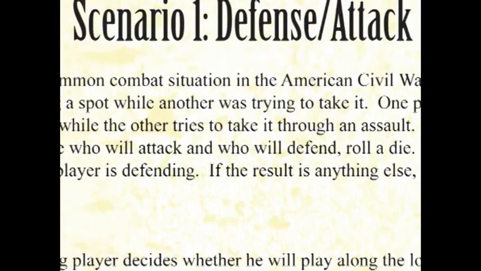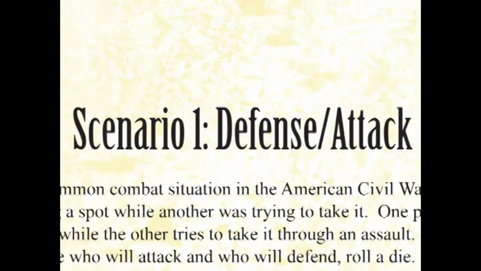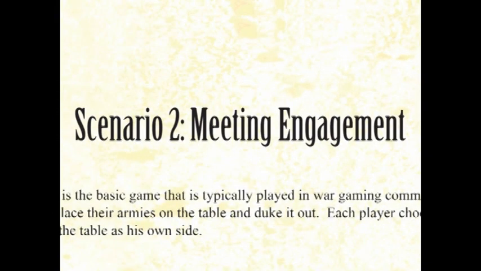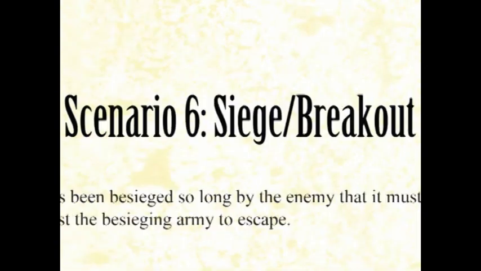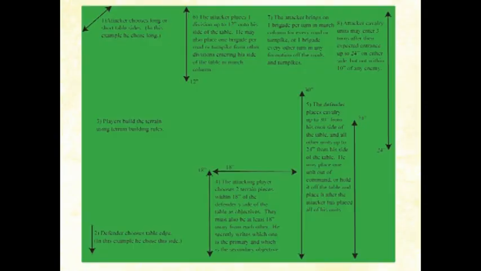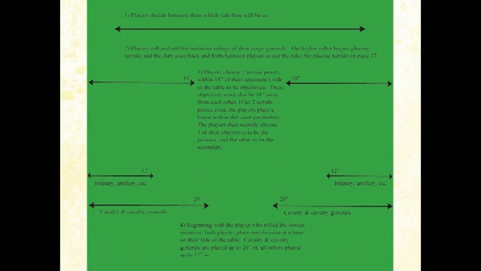You then have a choice of 6 scenarios to choose from or roll randomly for: defense attack, meeting engagement, stumble upon each other, flanking, withdrawal, and siege breakout. Defense attack is the most common scenario from the Civil War. One player is attempting to hold his ground while the other is trying to breach the defenses and take the objectives. Meeting engagement is the most basic type of wargaming scenario where both players place everything they purchased onto the table and battle it out.